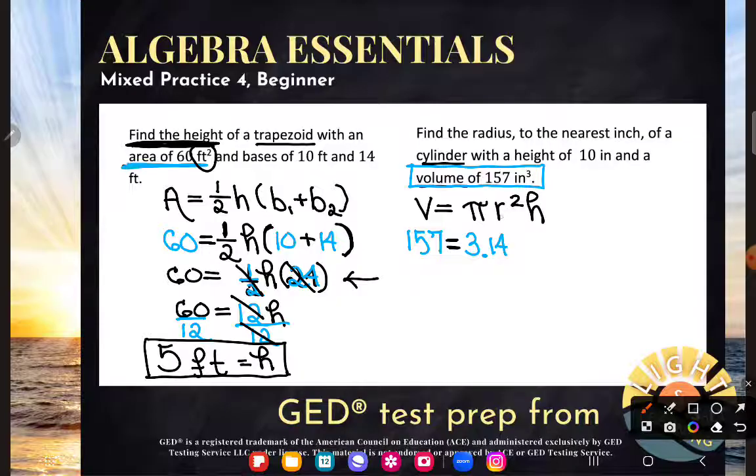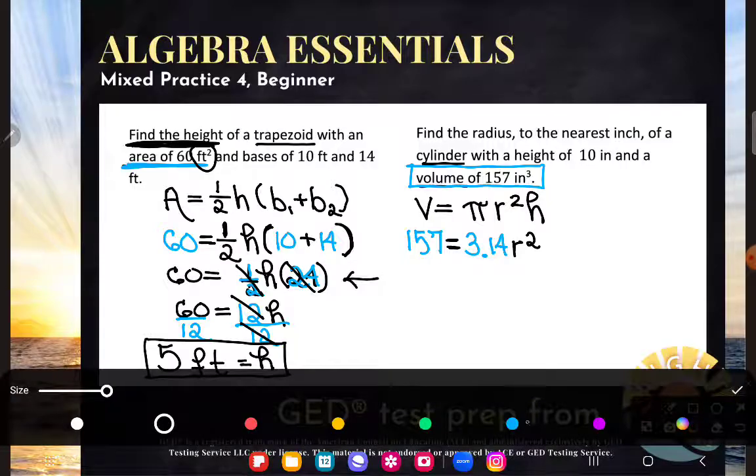Next thing I see in my formula is r. Do I know my r? Ooh, r is what I'm finding. So r is still there with the square on it. Don't drop the square. A lot of students do that. Then this h is shoved up here. That means that h is multiplying. And do I know the h? Yep, height of 10 inches.